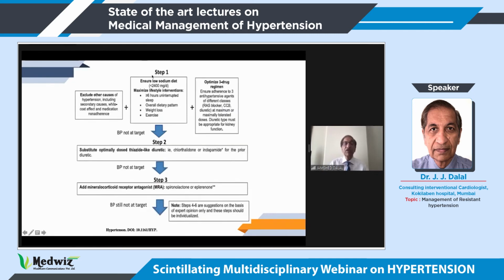When therapy is concerned, of course, the overall lifestyle modification is extremely important. It must be a first part of your therapy: exercise, weight loss, salt restriction. Combination of 3 drugs, which I said is best being a RAS blocker, calcium channel blocker, and diuretic. I would not use the diuretic as a second step. I would say right from the beginning, use chlorthalidone or indapamide. Then, of course, you add your spironolactone or eplerenone.